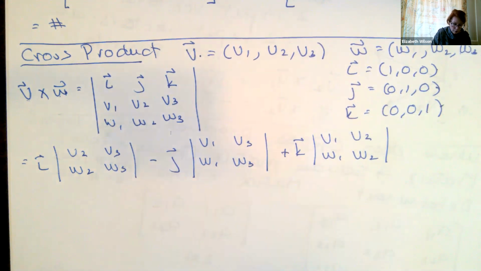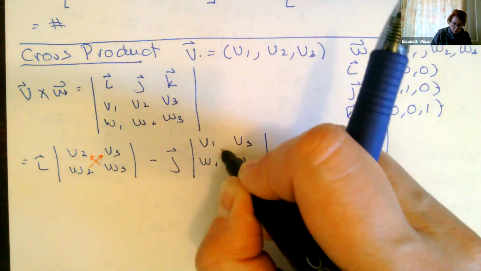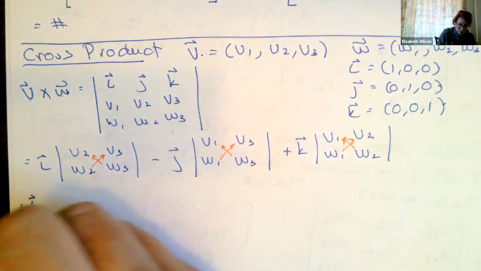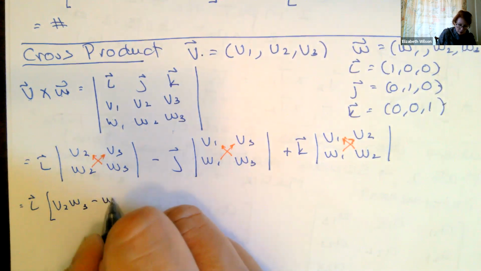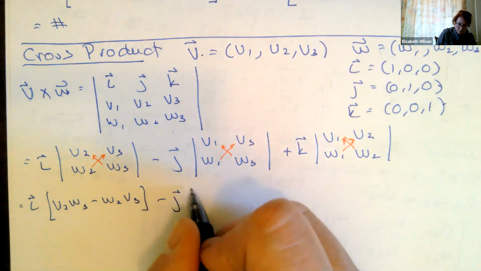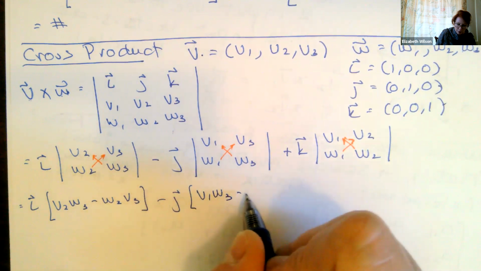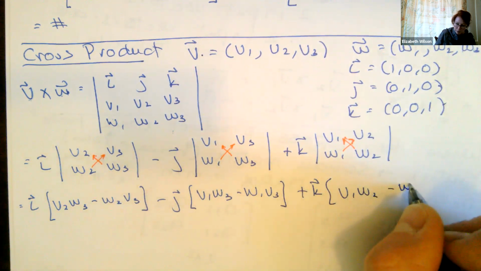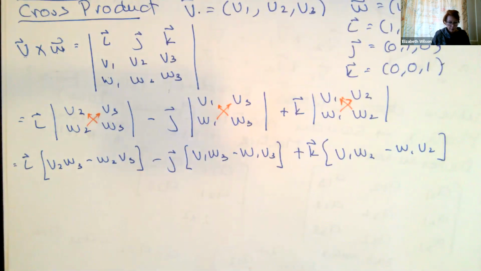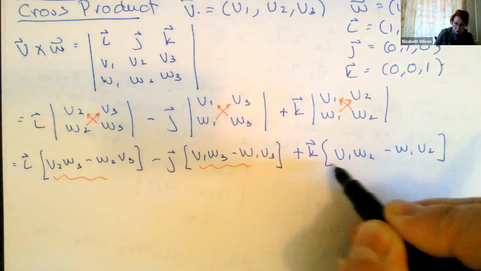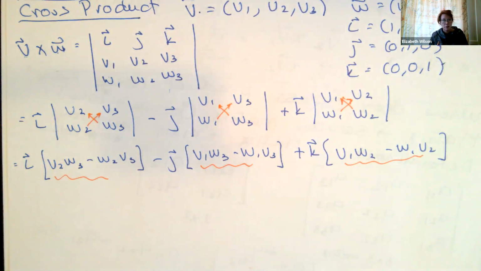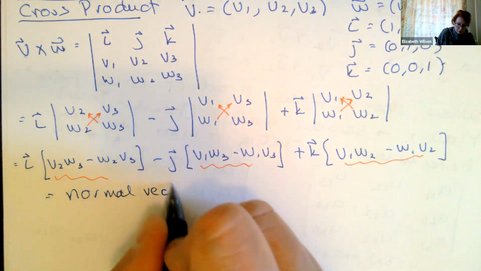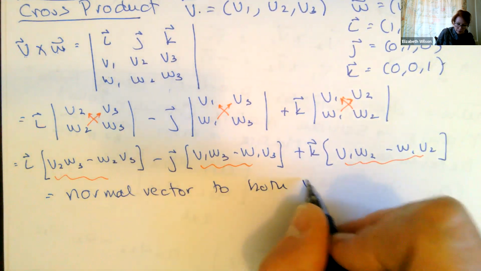So now we're going to do multiplying. This is our cross product here. So watch what happens. I'm going to get I times V2, W3 minus W2, V3 minus J, V1, W3 minus W1, V3 plus K, V1, W2 minus W1, V2. Okay, remember, these form the components for our resultant vector. This is equal to a vector. This is the normal vector to both V and W.